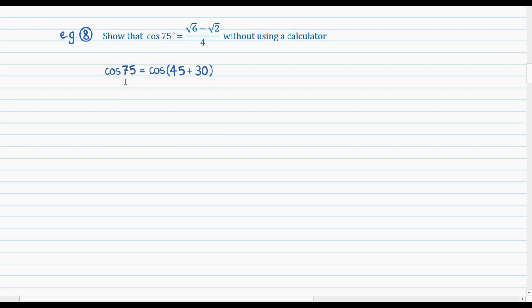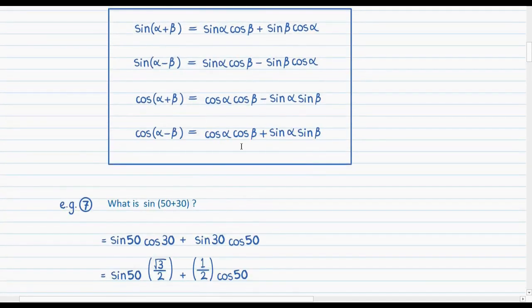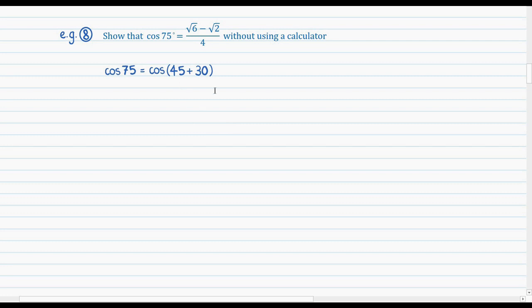So once you split cos 75 into 45 and 30, then you can apply the compound angle identity for cos, which was this one, where you're adding two angles, which would be cos of the first angle times cos of the second angle minus sine of the first angle times sine of the second angle. So cos 45 cos 30 minus sine 45 sine 30. Then just substitute these with their values, meaning 1 over root 2 for cos 45, root 3 over 2 for cos 30, 1 over root 2 for sine 45, and 1 over 2 for sine 30.